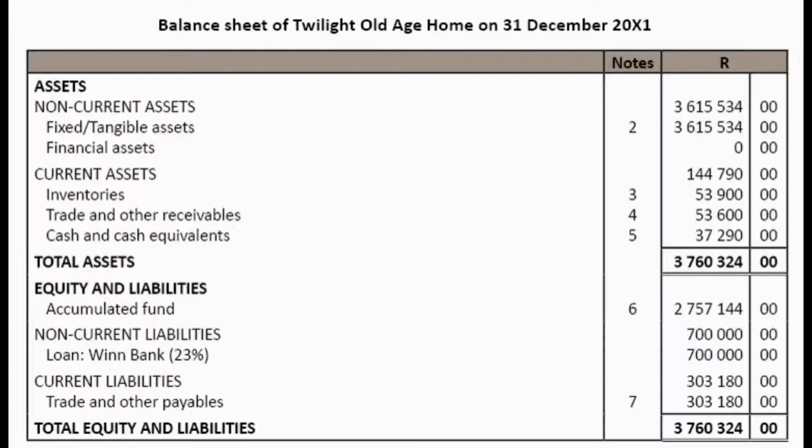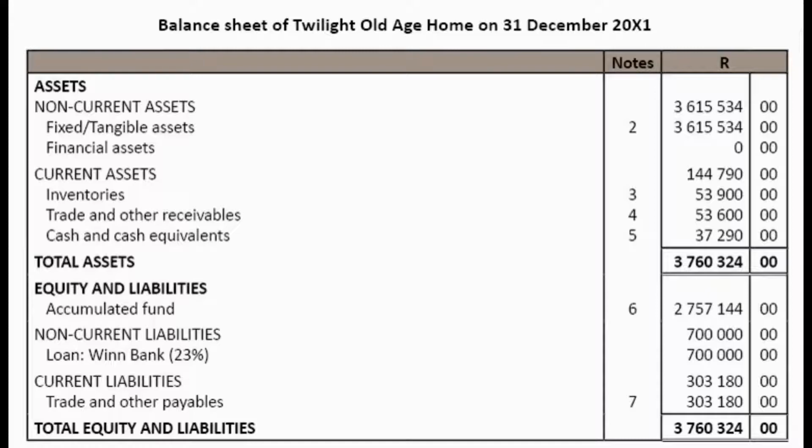Then we get to the current liabilities, trade and other payables. I have already done that in the notes. It was 303,180. Okay, so you add the current liabilities plus the non-current liabilities plus the fund or the equity, and that gives you the same amount as the total assets. So it's 3,760,324. So you can be very glad because your balance sheet balances. The balance sheet is in balance, so you know that you've probably done the work correctly.